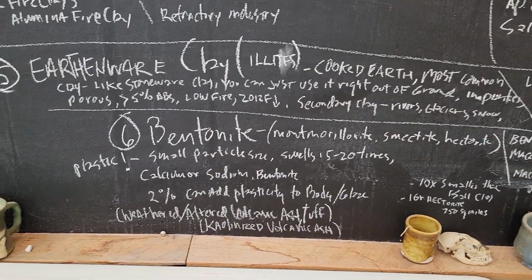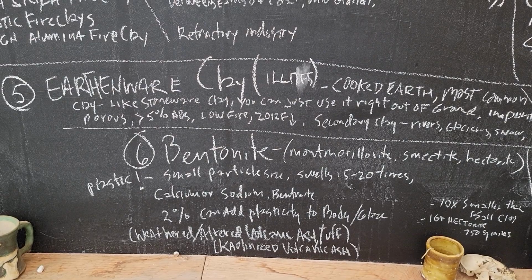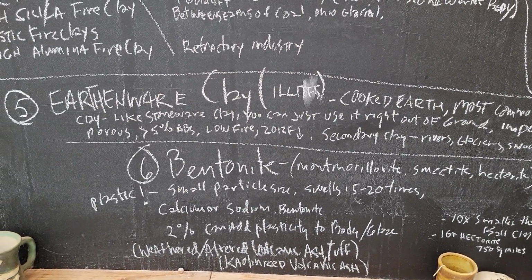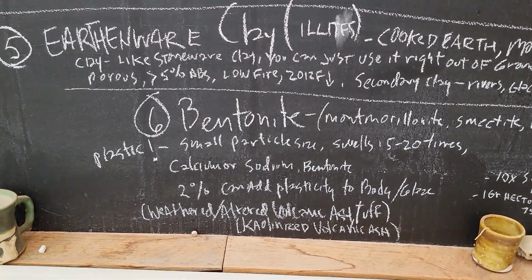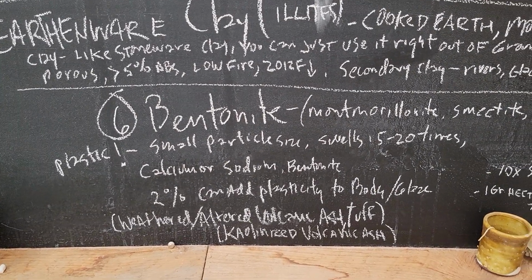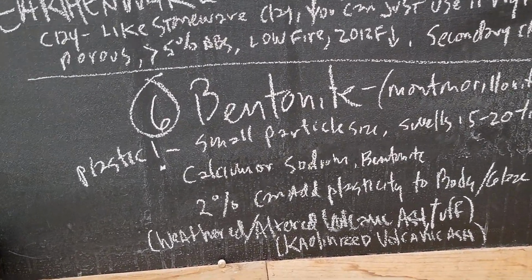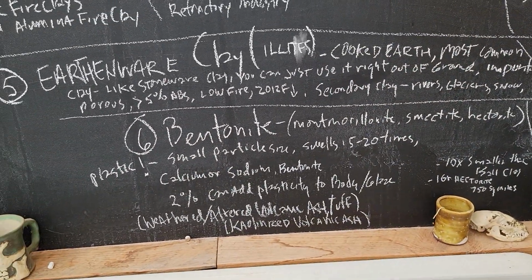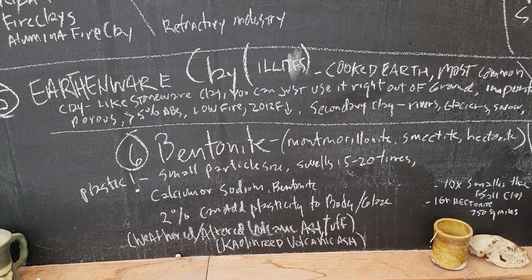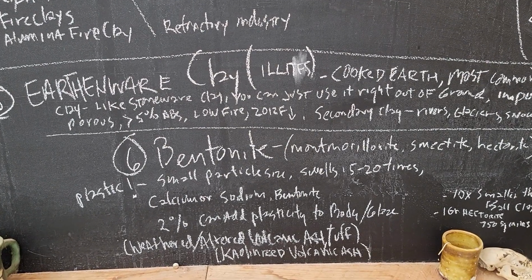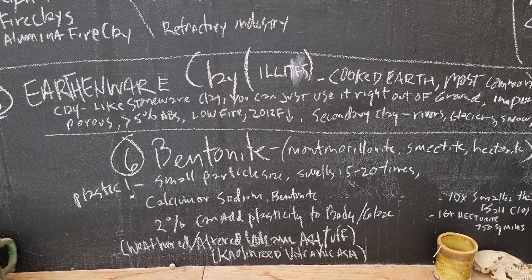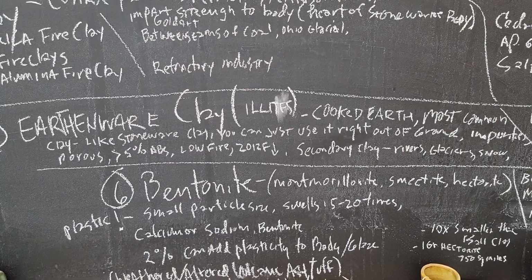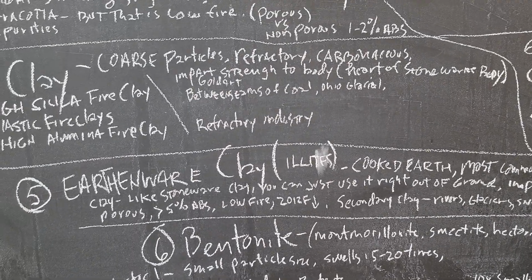2% can add plasticity to your clay body. You know, same thing with the glaze. A lot of times you just add 2% bentonite to keep things suspended and not falling out when you're trying to glaze stuff. It's weathered, altered, volcanic ash or tuff. So it's kaolinized volcanic ash. That's what it actually is.